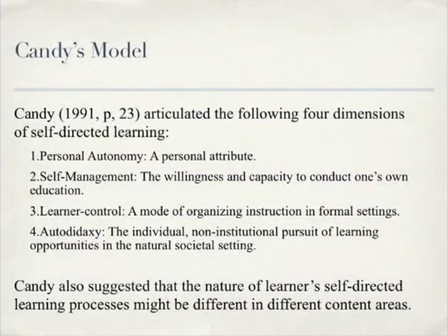Stepping back from the specific implications of self-directed learning processes online for a moment, we should consider Candy's original model. He articulated the following 4 dimensions of self-directed learning: personal autonomy, which is a personal attribute; self-management, the willingness to and capacity to conduct one's own education; learner control, a mode of organizing instruction in formal settings; and autodidaxy, the individual, non-institutional pursuit of learning opportunities in the natural societal setting. Candy also suggested that the nature of learners' self-directed learning processes might be different in different content areas.